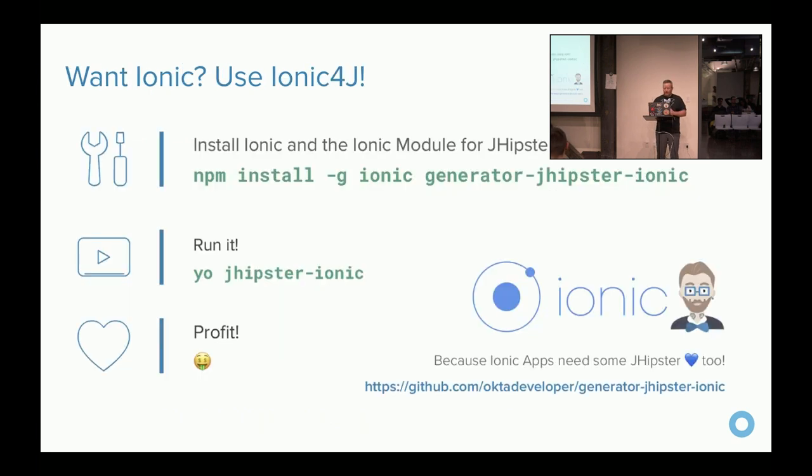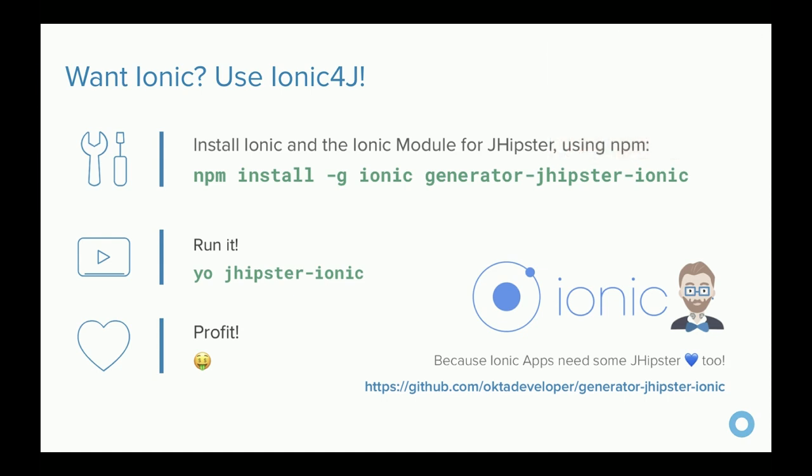And for Ionic, we support Ionic, and I wrote this generator with help from a few friends in the community. It will allow you to generate an Ionic app, and if you have that JDL with those entity definitions, it will generate that on your Ionic app as well. And it will talk to JHipster, so it'll ask where your JHipster app is. If you're using JWT authentication, it'll use JWT. If you're using OAuth, it'll use OAuth.